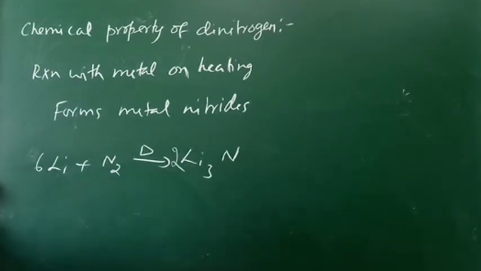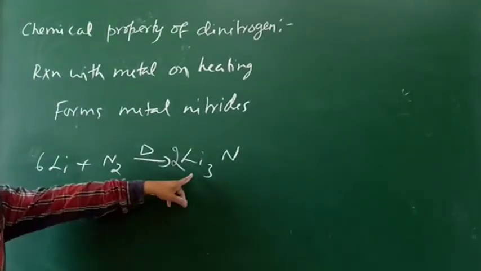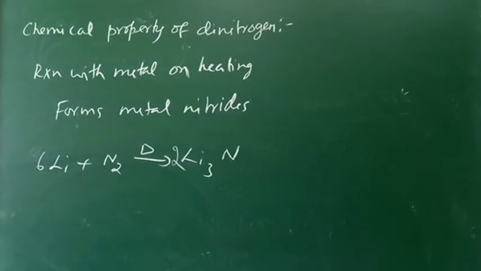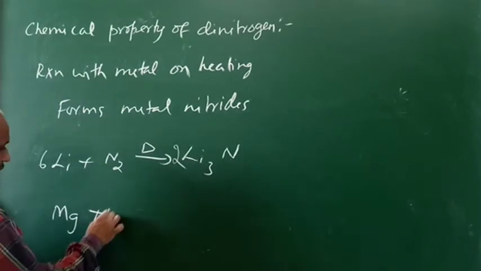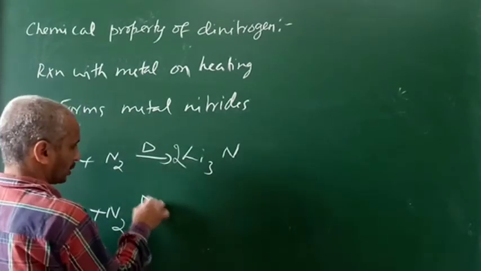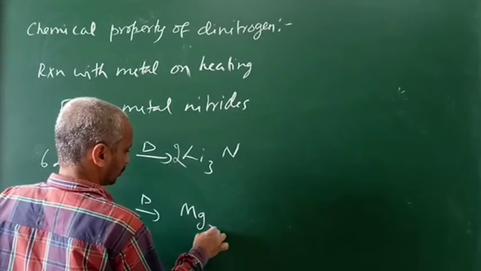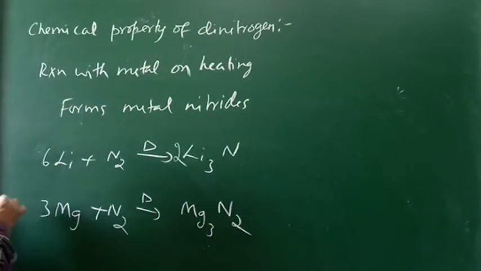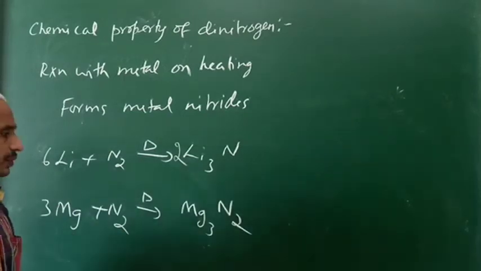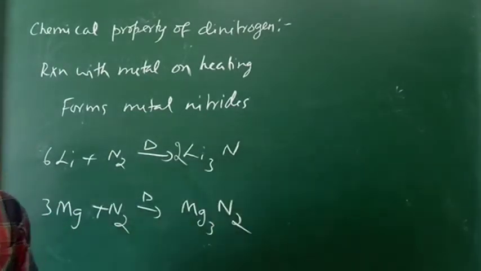6 lithium plus dinitrogen gives 2 lithium nitride. Magnesium, now heat it with dinitrogen. I am going to get Mg3N2. But again, you have to heat it. This is magnesium nitride.